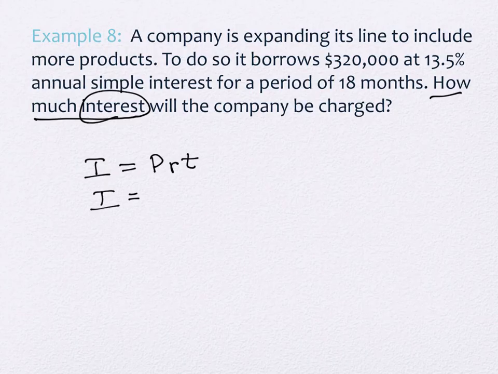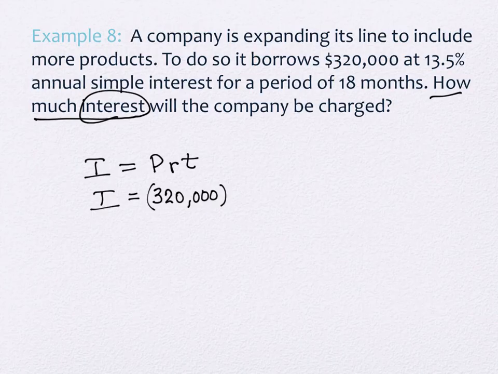What is P in this particular problem? Like, what number? 13.5. Nope. Good try. We're going to use that one in a second. Yeah, P, principal, is the amount we loan or borrow. So this one is the $320,000.